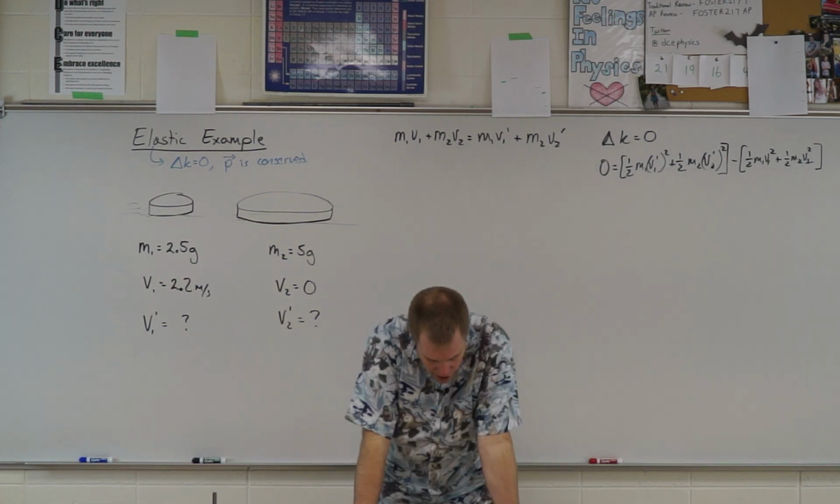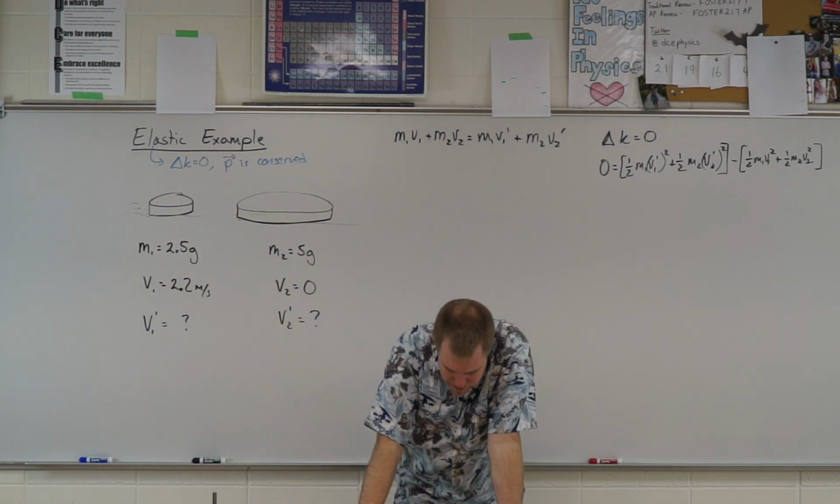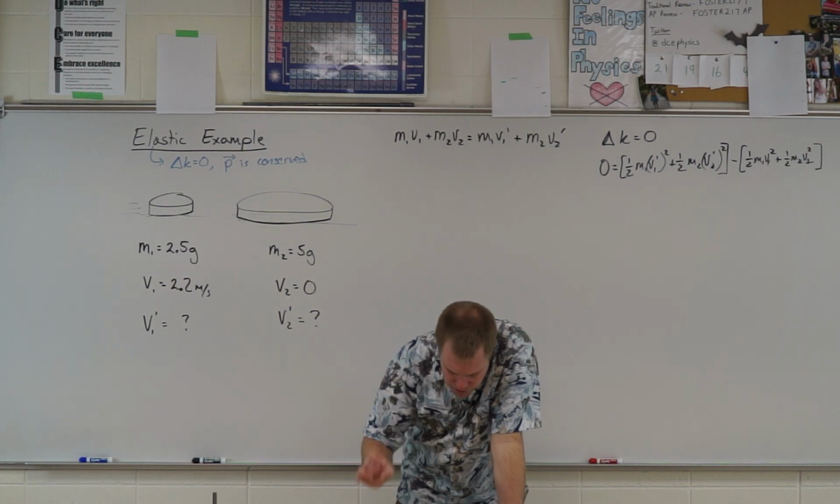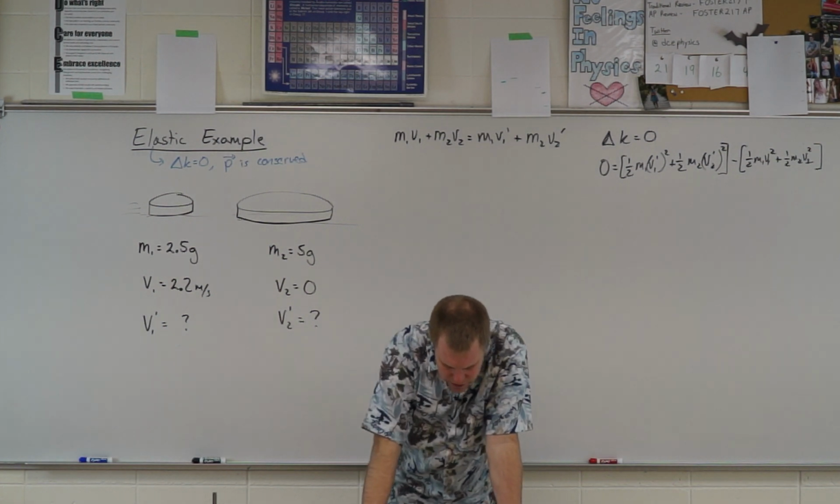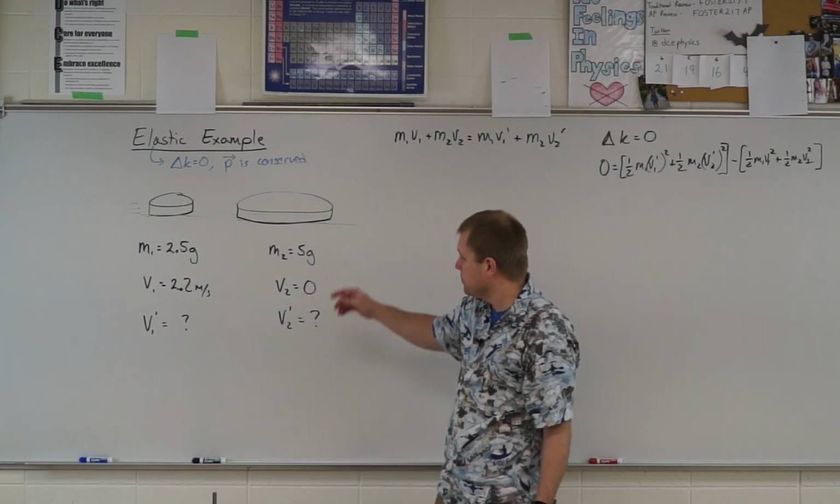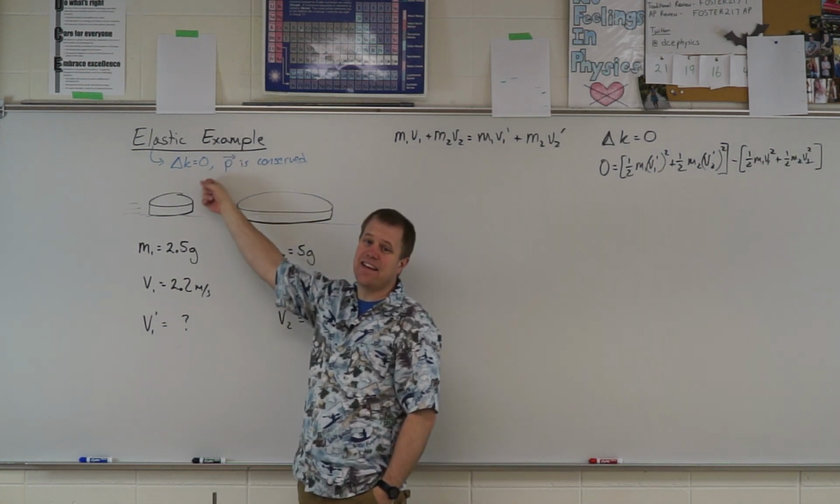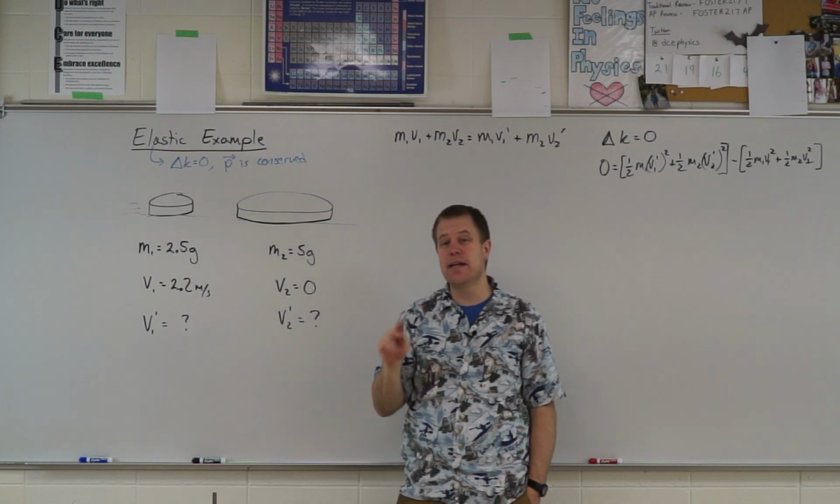So here we are. On a cold winter day, a penny, mass 2.5 grams, and a nickel, mass 5 grams, are lying on a smooth, frictionless surface of a frozen lake. With your finger, you flick the penny toward the nickel with a speed of 2.2 meters per second. The coins collide elastically. Calculate both their final velocities, speed and direction. So the elastic is telling us those two conditions are being met.